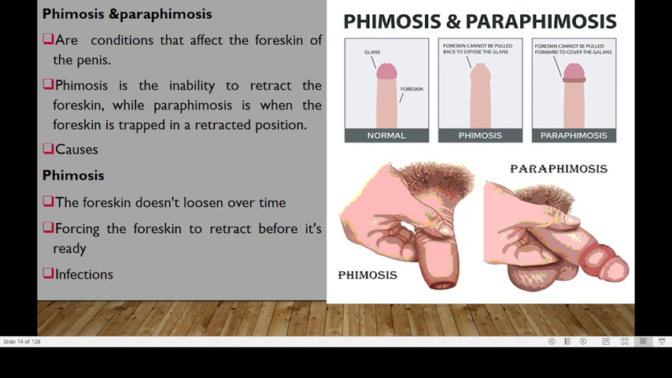Another congenital abnormality are the phimosis and the paraphimosis. These are conditions that affect the foreskin of the penis. Phimosis is the inability to retract the foreskin. You can also see the right side of our presentation. The first diagram is the normal where we have the glans and the foreskin, and you can see the glans is exposed. But in the second one, that is phimosis, the foreskin cannot be pulled back to expose the glans. So it is hard to expose the glans in phimosis.